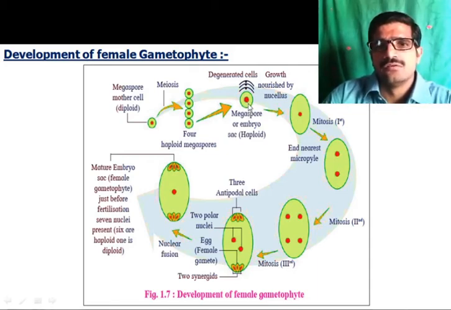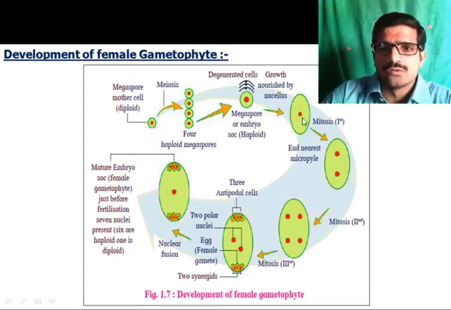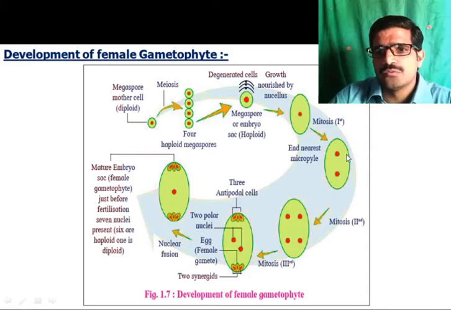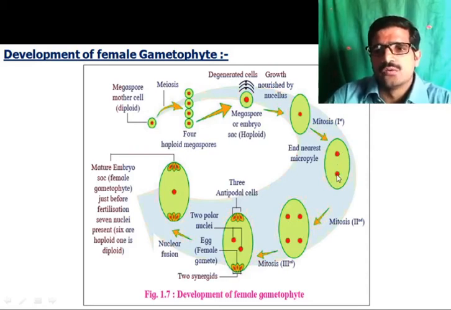Of that, the first mitosis takes place. This megaspore undergoes mitosis. There is formation of 2 nuclei. From a single nucleus, there is formation of 2 nuclei. These 2 nuclei again undergo the second mitosis. There is formation of 2 nuclei toward the chalazal end and 2 nuclei toward the micropylar end.